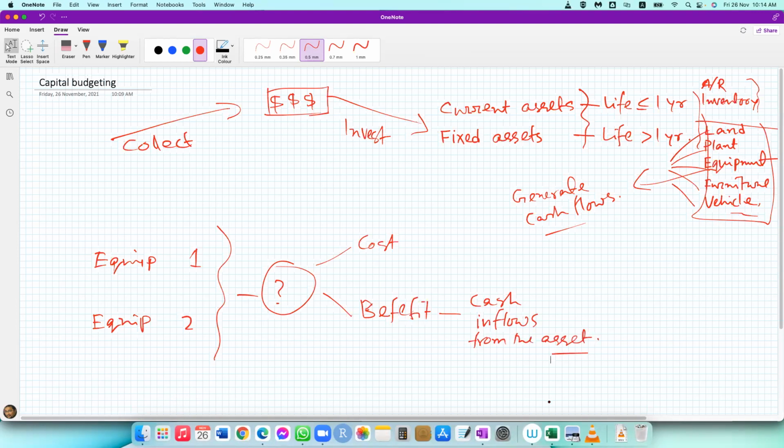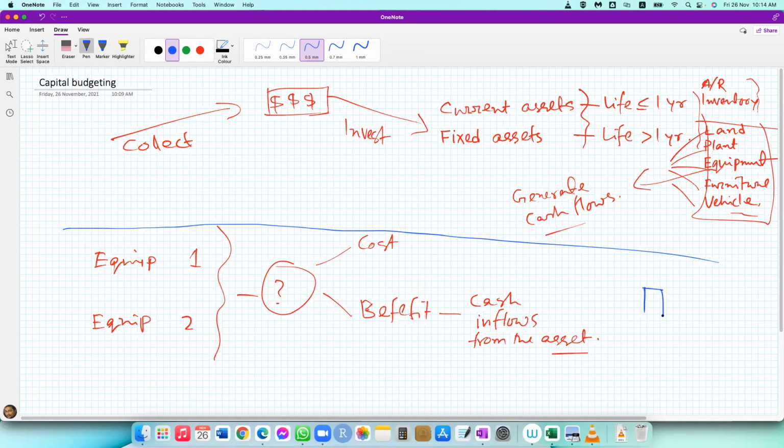So the more cash inflow the asset is able to generate, the more is the benefit. Do you agree with that or not? If an asset generates more cash flow, is it a benefit or not? Is it a better benefit or worse benefit? Benefit, sir. Right? So more inflow means more benefit. Inflow means cash coming into the organization.